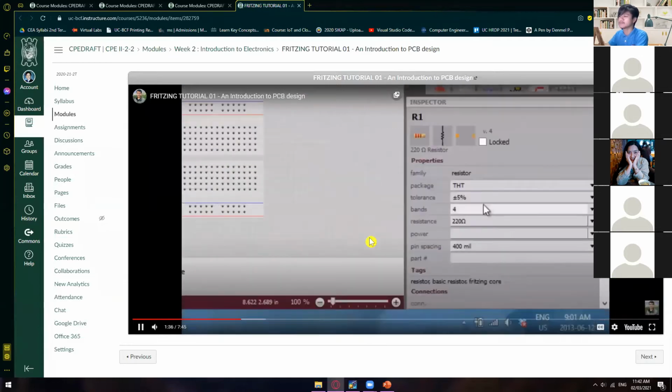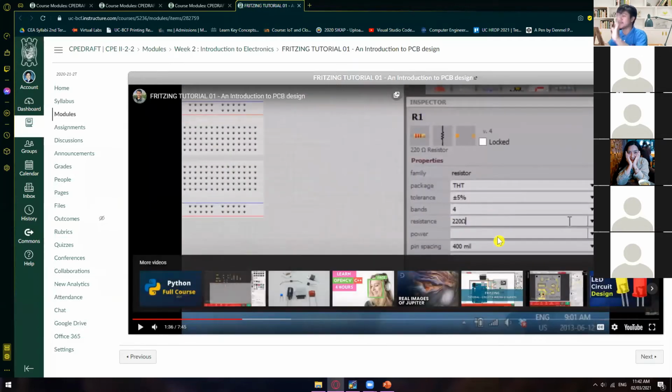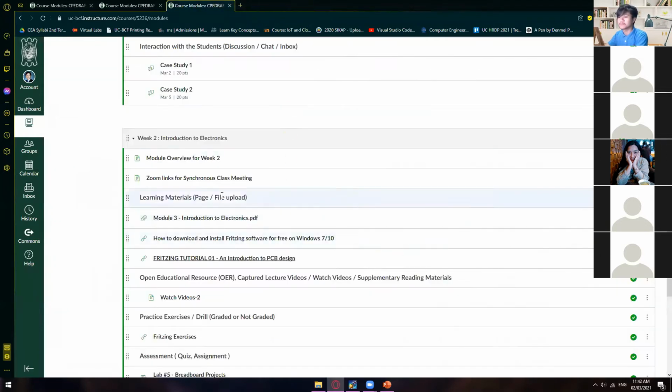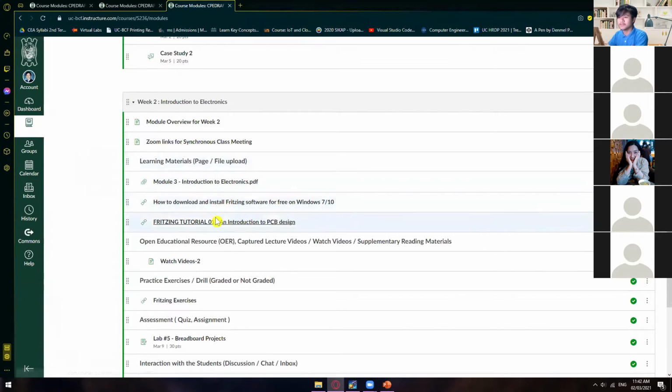The properties of the resistor, for example, here's where you can edit the values, etc. So everything is in here. Maybe not everything, but at least most of the things that you'll be needing when it comes to creating a simple project are already there. So please do check those two.